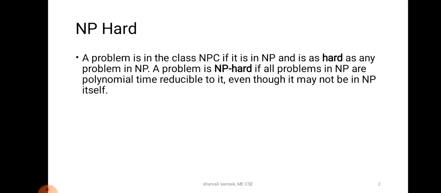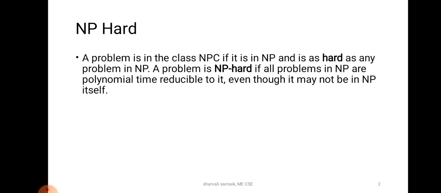A problem that is NP-complete has the property that it can be solved in polynomial time if and only if all other NP-complete problems can be solved in polynomial time. And if an NP-hard problem can be solved in polynomial time, then the NP-complete problems can be solved in polynomial time.